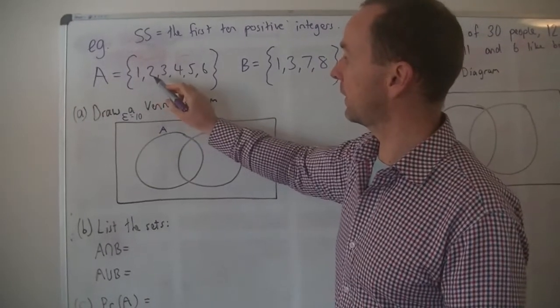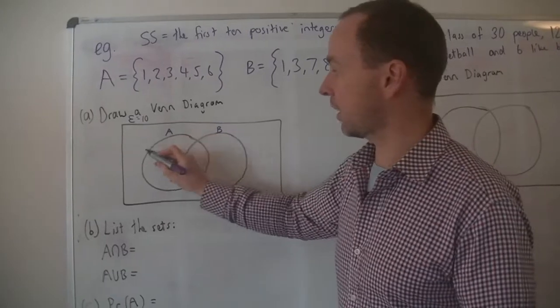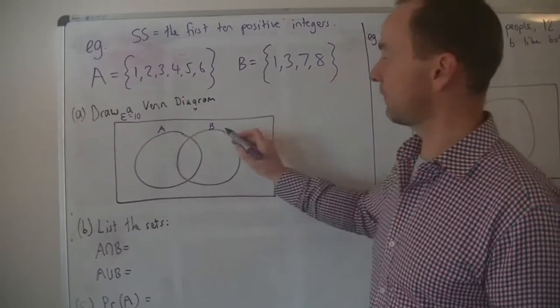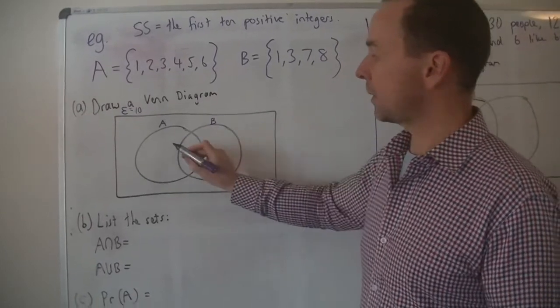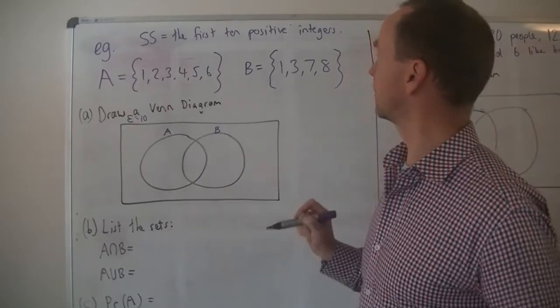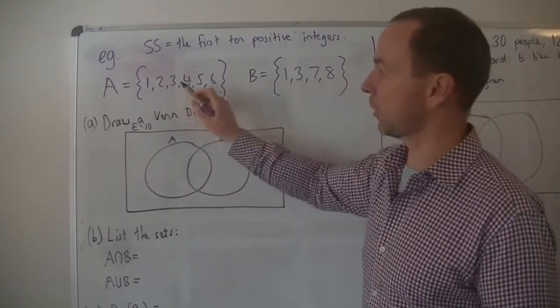So this first circle is set A. How many do we have in there in total? We have 1, 2, 3, 4, 5, 6. So we've got 6 in that whole circle. And look at B, we've got 1, 2, 3, 4, so 4 in that whole circle. But I can't just write 6 there and 4 there, because as you can see, there's a bit of an intersection. If I have a look at these numbers, I can see 1 and 3 are in both sets.